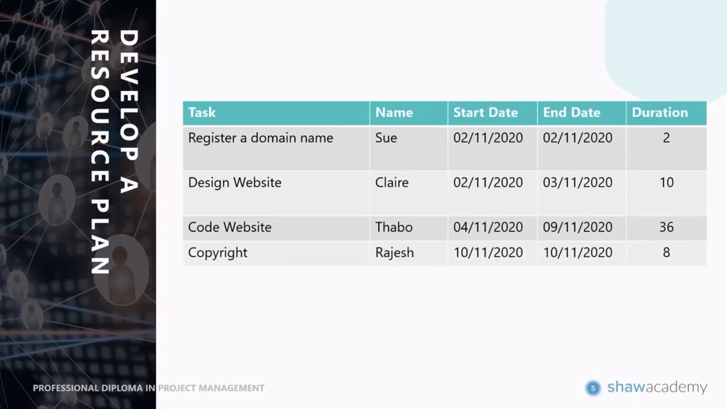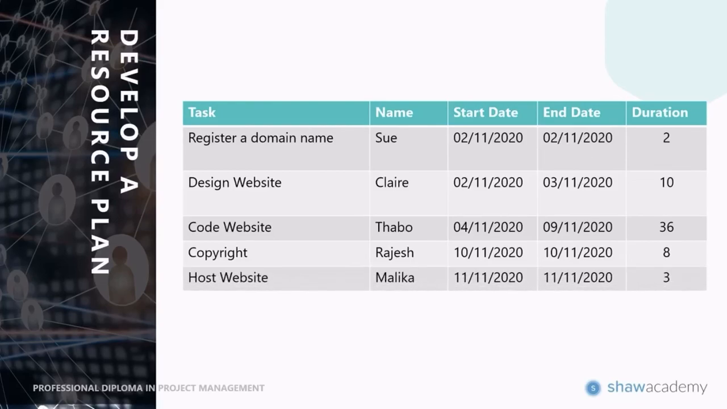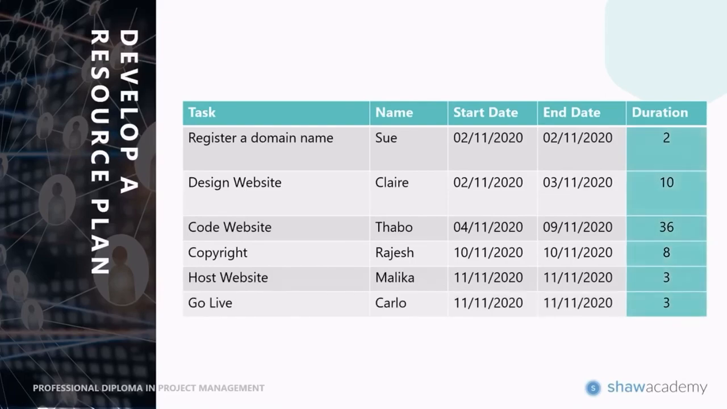In terms of the copywriting, Rajesh is going to go and make sure that everything is perfect, and he is going to do this in 1 working day or 8 hours on the 10th of November. Then we've got hosting the website, and that is going to be done by Malika, and she is going to do that over the course of 3 hours on the 11th of November. And lastly, the go live is going to be handled by Carlo, and that is going to take 3 hours.